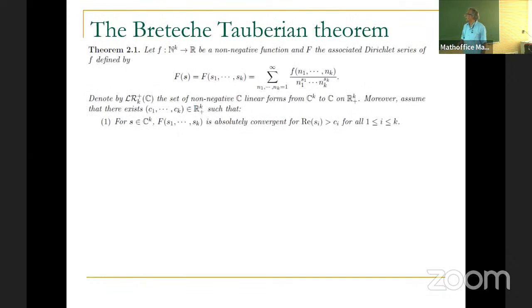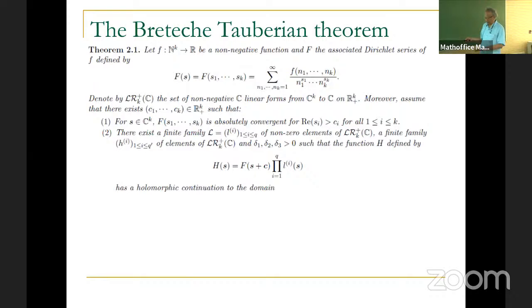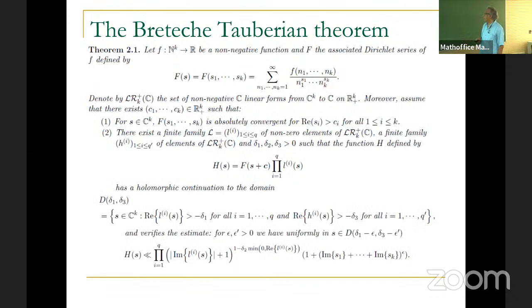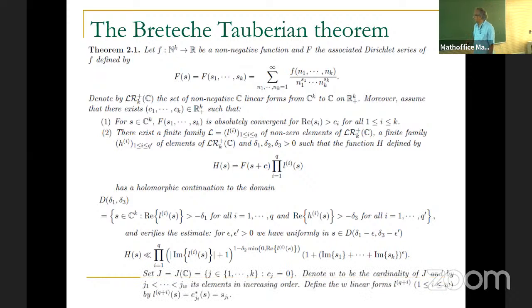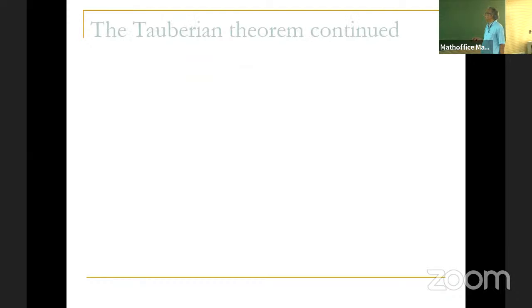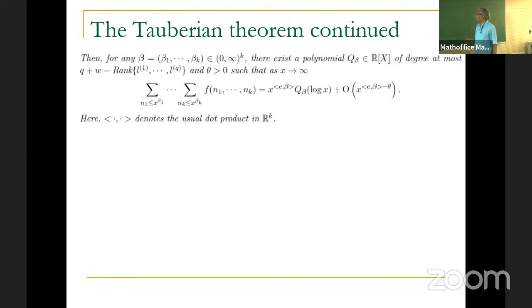So the Tauberian theorem is: you have this Dirichlet series with a non-negative function. This time it doesn't have to be multiplicative. Non-negative function f(n1, ..., nk), n1 to the s1, ..., nk to the sk, and then you have to have it satisfy certain conditions, which I'm not going to go into in the interest of time. But let me just flash these things in so that people can see them. Some technical conditions you have to check. And when all those technical conditions are satisfied, then it spits out a nice asymptotic formula.